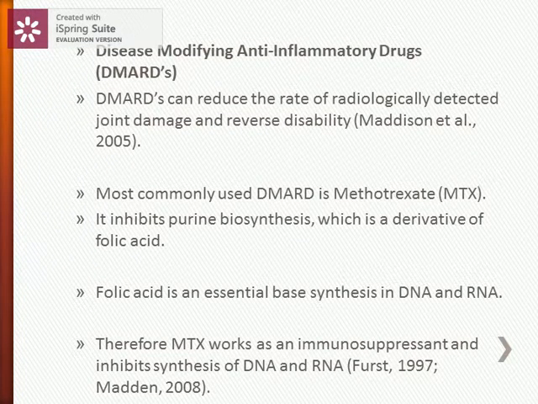The next group is disease-modifying anti-inflammatory drugs, also known as DMARDs. These can reduce the rate of radiologically detected joint damage and reverse disability. Most commonly used DMARD is methotrexate. It inhibits purine biosynthesis, which is a derivative of folic acid. Folic acid is an essential base synthesis in DNA and RNA. Therefore, MTX works as an immunosuppressant and inhibits synthesis of DNA and RNA.